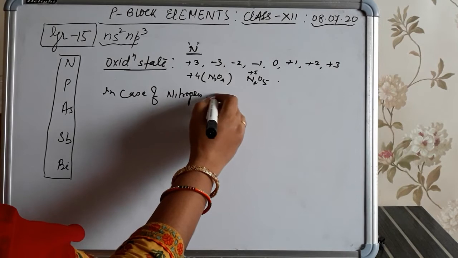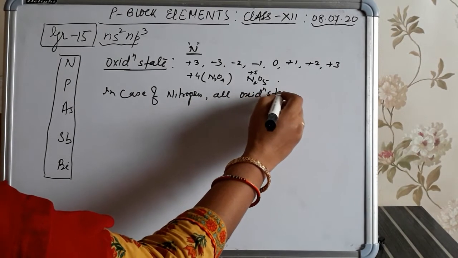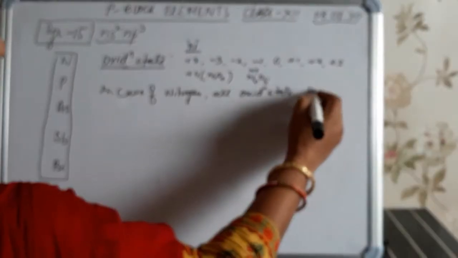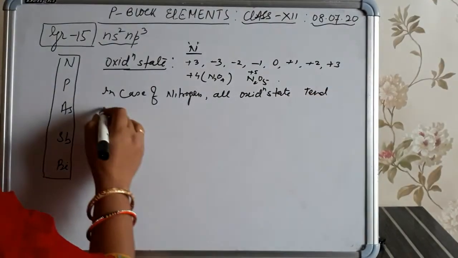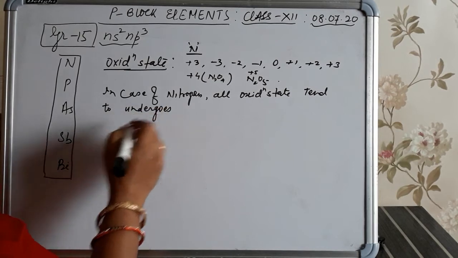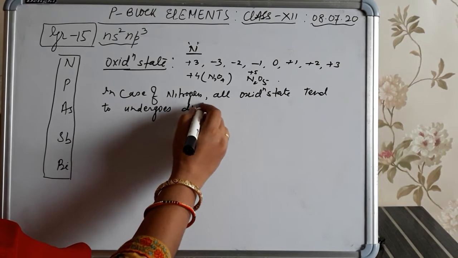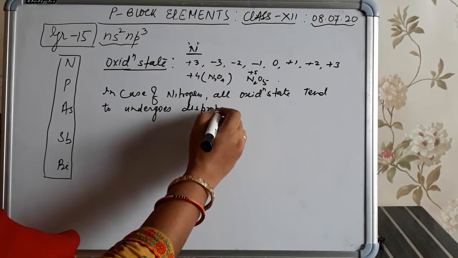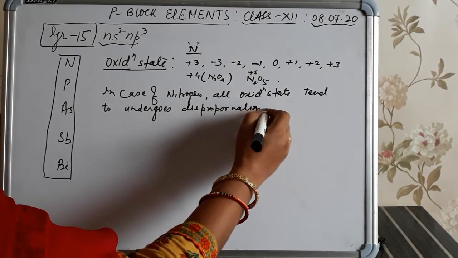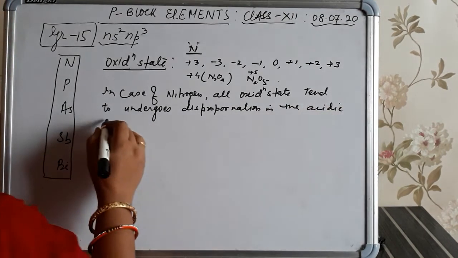So students, in case of nitrogen, all oxidation states tend to undergo disproportionation in acidic medium. Disproportionation in the acidic medium.